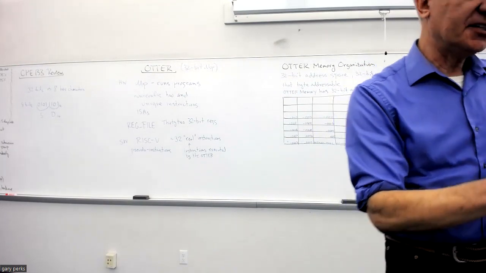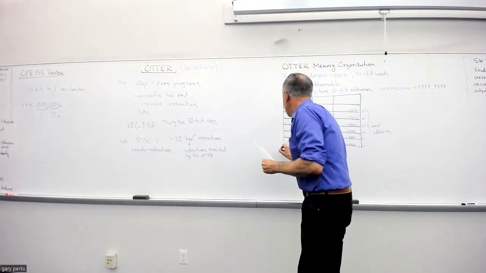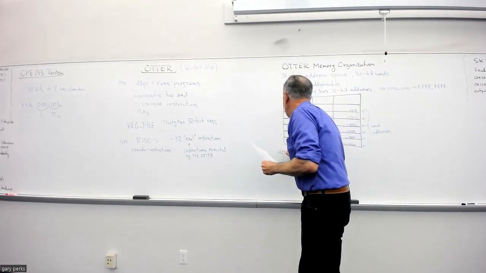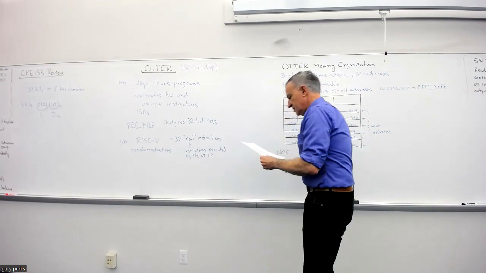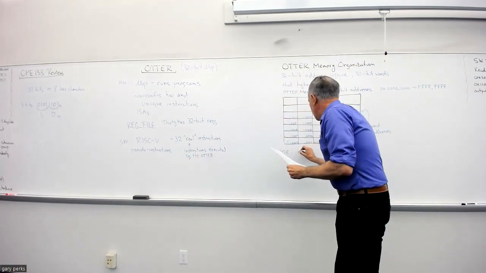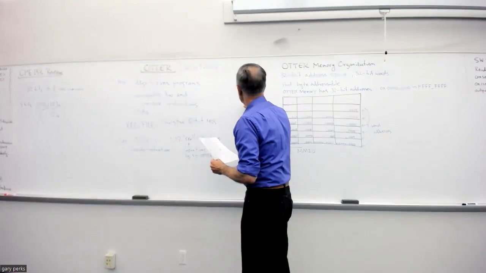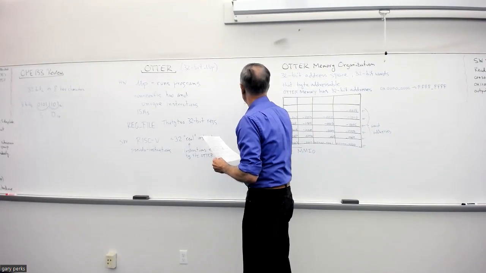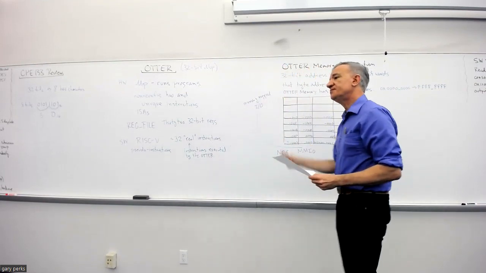This isn't exactly correct. Make this note here. MMIO, what this stands for is memory mapped IO. IO is just input output.